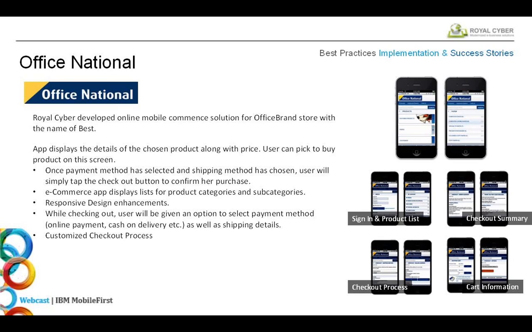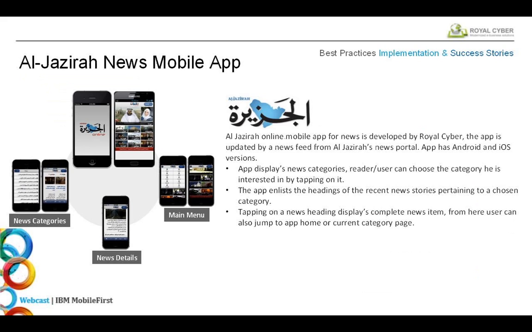Al Jazeera online mobile app. We developed that for news, as a demonstration by Royal Sabre. The app is updated by a news feed from Al Jazeera's news portal. The app has Android and iOS versions. Here is an explanation of the application flow. This app displays the news categories. Readers can choose the categories they're interested in by tapping on them.